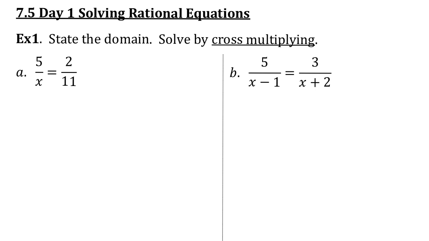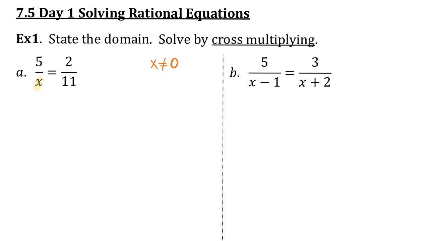Okay, so first thing, let's state the domain. For rational functions, we look in the denominator. If there is an x in the denominator, we do not want that denominator to turn into a zero. So in this case, x cannot be zero. For the second fraction, there's an 11 at the bottom. There's no variable at the bottom, so that does not affect the domain in any way.